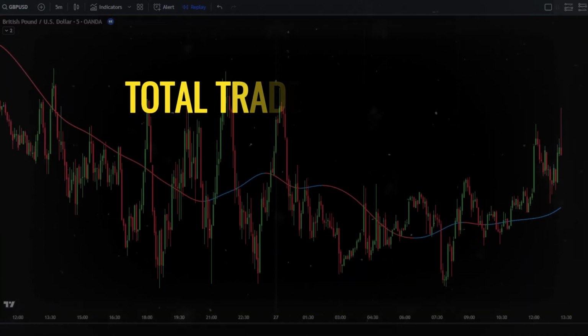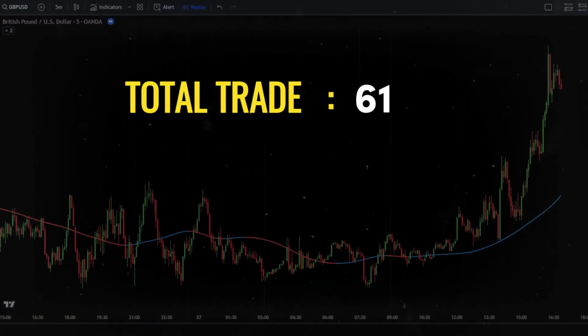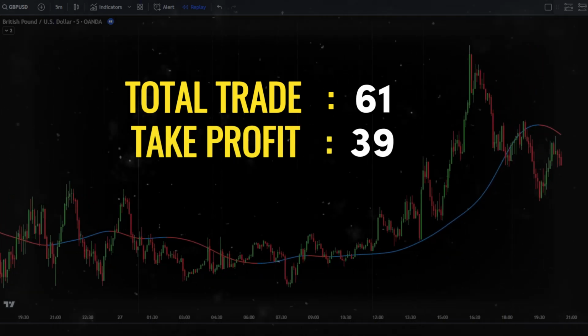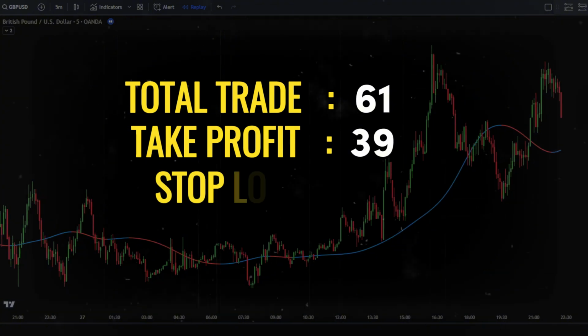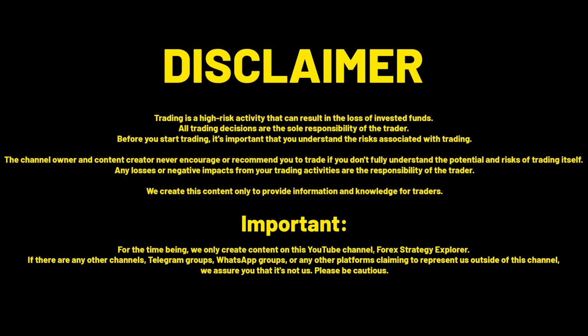In the backtest we conducted on this reversal trading strategy, we received a total of 61 entry signals for both buy and sell. Out of those signals, 39 hit the take-profit target, while 22 hit the stop loss. Always maintain your money management and trading psychology.